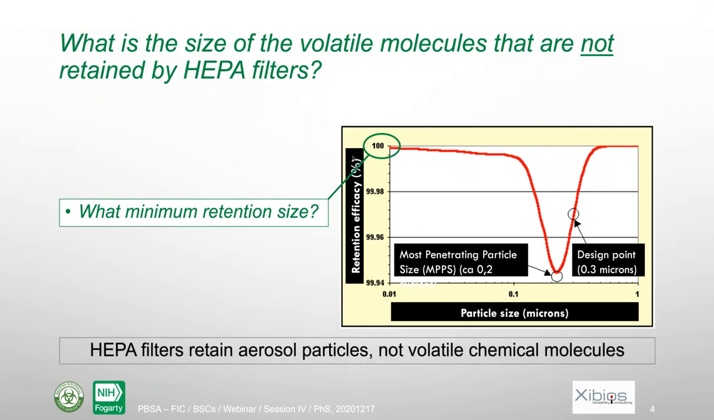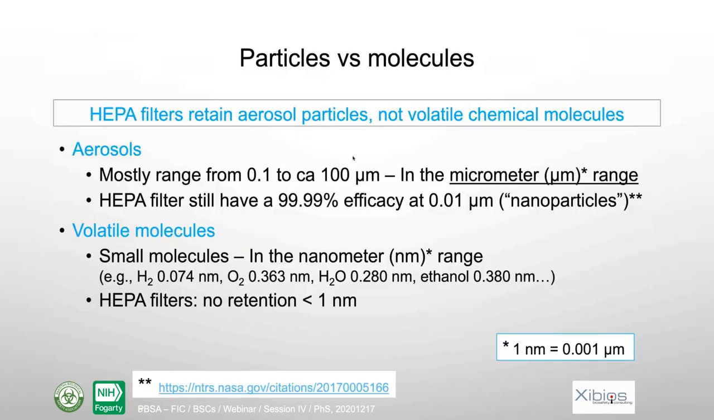So actually what we need to really remember is that HEPA filters retain particles, but not molecules, and not volatile molecules. And so the difference is really at that level. If we look at aerosols, they mostly range from 0.1 to 100 micron. That means that they are in the micrometer range. And HEPA filters still have a 99.99% efficacy at 0.0 micrometer, so smaller than that. And that's for nanoparticles. So nanoparticles are also well retained in aerosols.